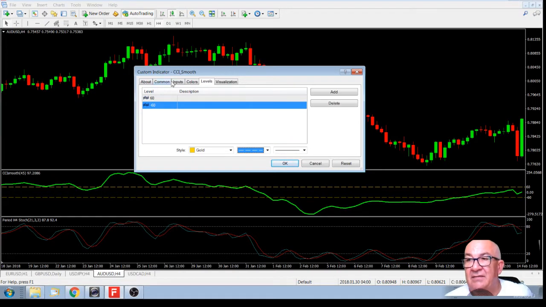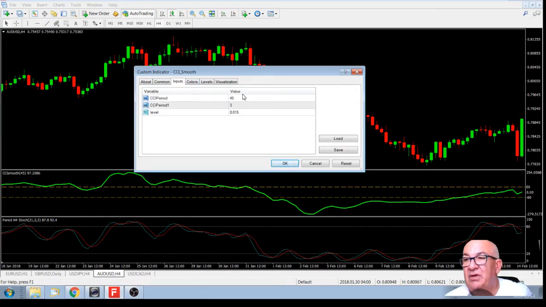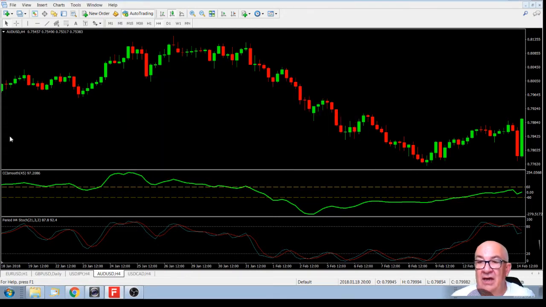So once again, in the inputs we got CCI period 45, CCI period 1 is 3, and level is 0.015. That's it. We click OK, and that's our indicator.